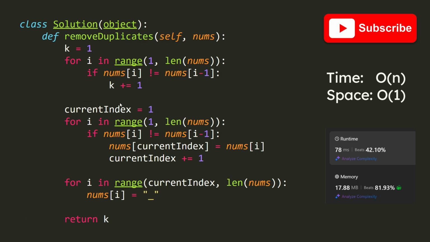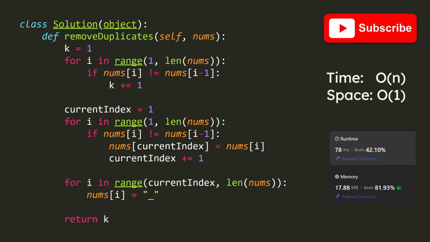And current index is our arrow. So this is our arrow, and then we go through the array again. If our current element is not the same as the element on the left, then we basically replace the number under the arrow with the number that we are at. And then we move the arrow to the right, meaning we increment current index. And we're on to our very last step. So for every element from the arrow until the end of the array, we just replace it with the underscore, and finally we just return k.